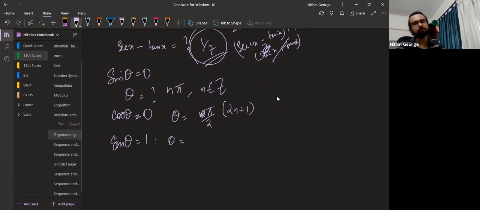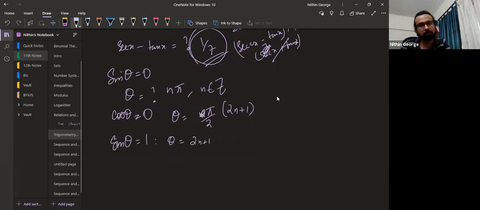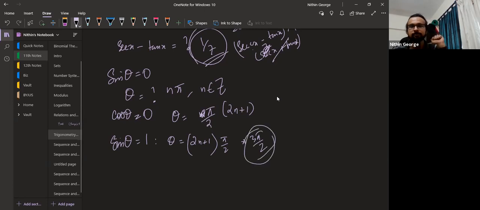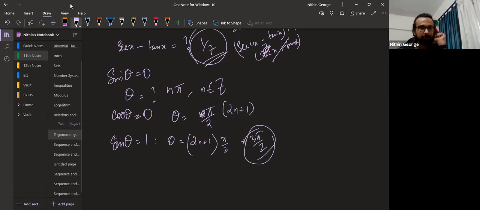Theta is pi by 2, 2n plus 1 pi by 2. You sure? If I put n equal to 1, what happens here? I get 3 pi by 2. What is sine 3 pi by 2, guys? Minus. So we found the issue here. Think of it this way. I'll tell you.